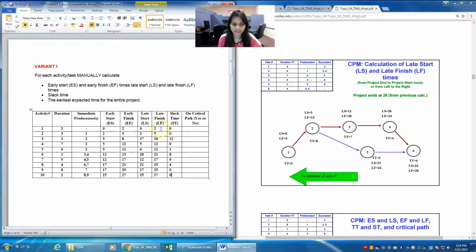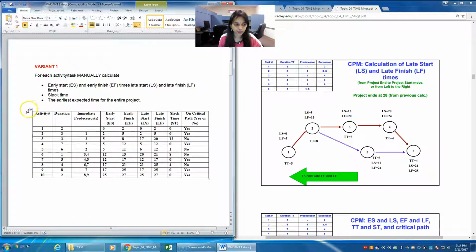Now, if the slack time is 0, then yes, the activity is on the critical path. If not, it's not on the critical path. So just enter whether it is on the critical path or not. If the slack time is 0, it should be true, yes, or otherwise false. So this is how you will be computing the table that's given to you. You'll be computing the early start, early finish, late start, late finish, and slack time values here.